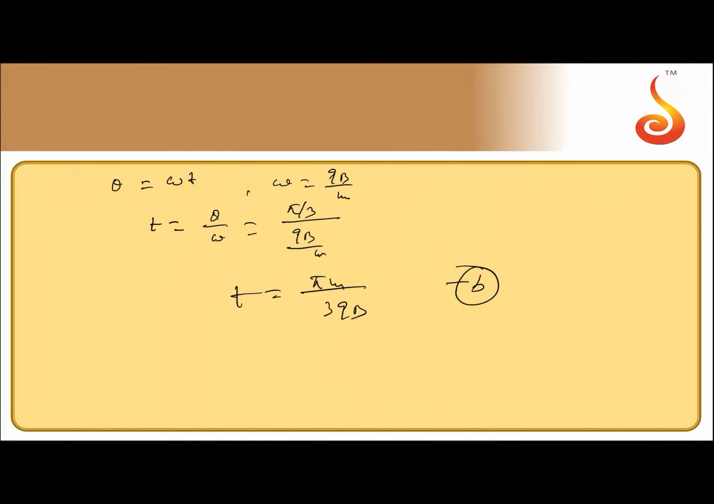And for the time spent in the magnetic field, say this arc is subtending an angle theta at its own center. So we can write theta is equal to omega into t, and omega we know is equal to qB by m. It is independent of the velocity of the particle. So t, time spent in the magnetic field: theta is 60 degrees, that is pi by 3, so t equals pi by 3 times m by qB, which is pi m by 3qB. So this is, I think, option B.